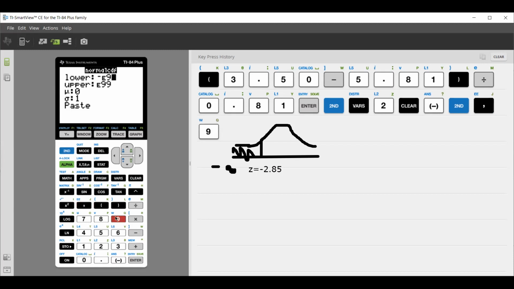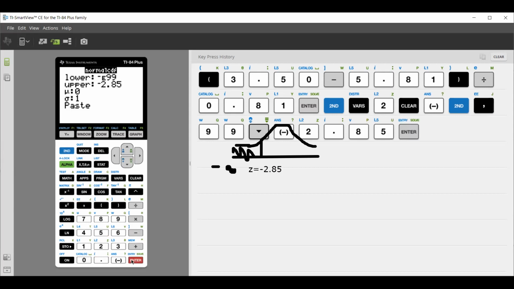99. Negative infinity, and we're going to finish the region at negative 2.85. And we're going to enter that. Mu and sigma are 0 and 1, so we can leave that. And we have 0.0021, or 22 if you round to 4. I'll have to look at the answer and see.